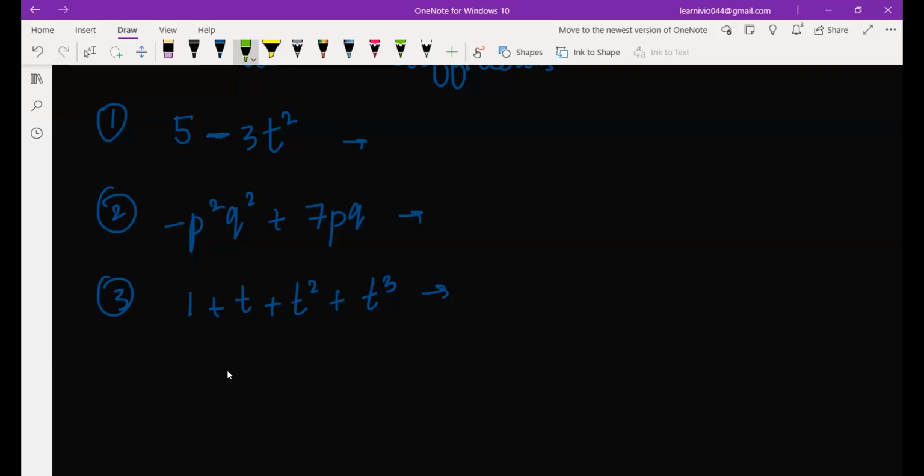What is the non-constant term first of all? 3t square. No, not 3t square. Minus 3t square. Okay, and what is the coefficient? 5. What is the coefficient? Minus 3. Minus 3. Very good.